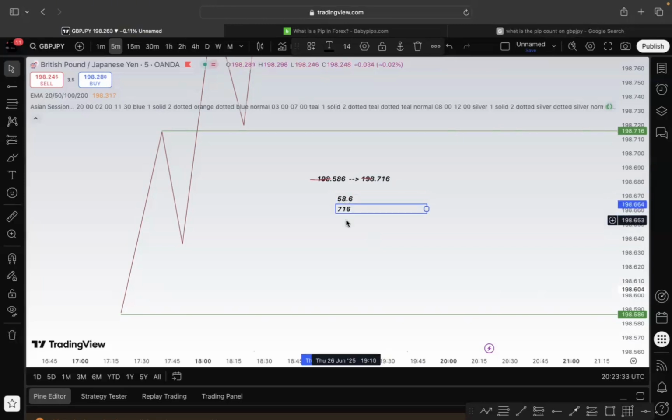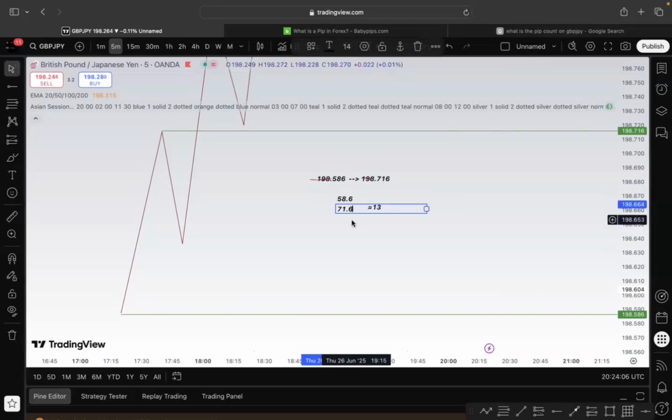Same thing here. And then now I can do the subtraction, or look at the difference, or calculate the difference in my head. So now 58 minus 71, or 71 minus 58, would give us 13. So that is a 13 pip move. So let me put this here. This will be equal to 13. So between 71.6 and 58.6 is 13.